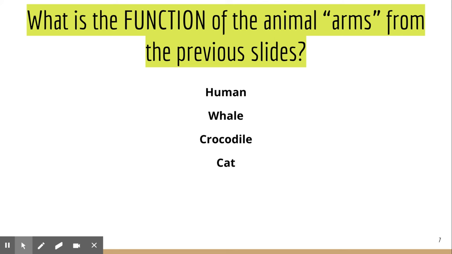Next is the cat. What do cats do with their front arms? Not their back legs, their front arms. What do they do with those? Not their paws, their arms. Think of a bird wing. What do birds do with their wings? And then lastly, think of a bat wing. What do bats do with their wings? What is the function of their wing?